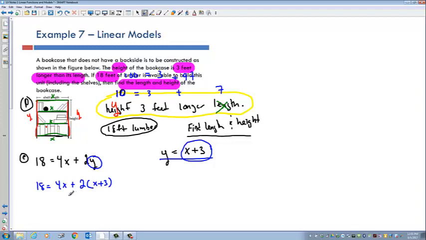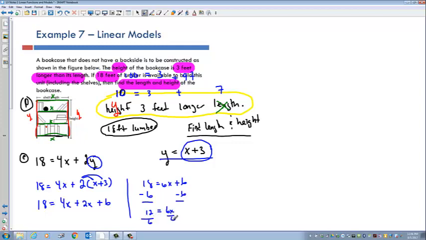Now I have a formula in terms of x alone, so I should be able to solve this for x. So 18 is equal to 4x. We multiply through by the 2, so 2 times x plus 3 gives 2x plus 6. And so we have 18 is equal to 6x plus 6. We subtract 6 from both sides because we want to solve for x, and we get 12 equal to 6x. Then we divide by 6 on both sides, and we get our x, which is our length, is 2 feet. So 2 feet is the length.